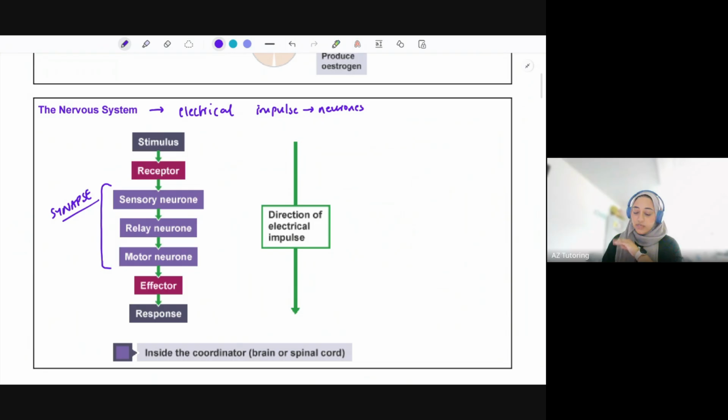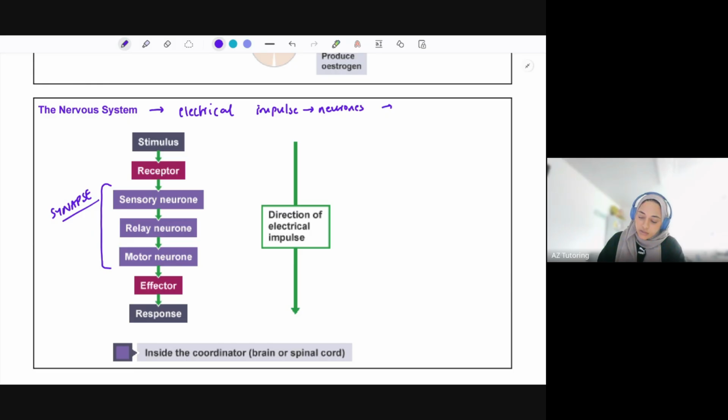Okay, so make sure you know the order. After it passes through all of them, that then gives the effect to the effector. So in the example we just spoke about, your hand running under really hot water, you're pulling it away. Your effector is your muscle contracting because you're pulling your hand away. So that's your effector, and then the response is you've moved your hand.